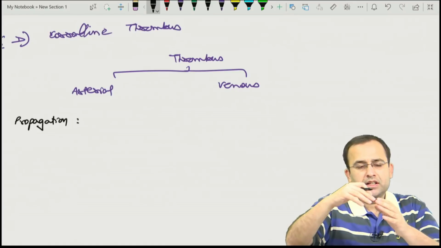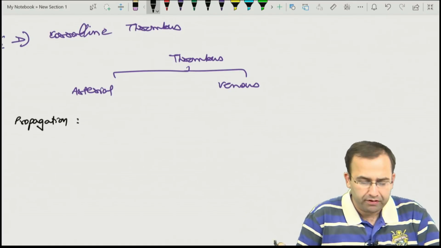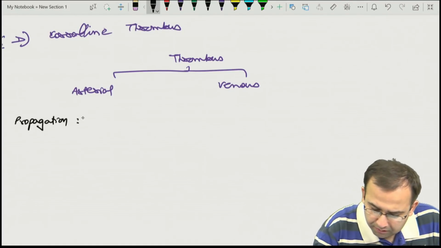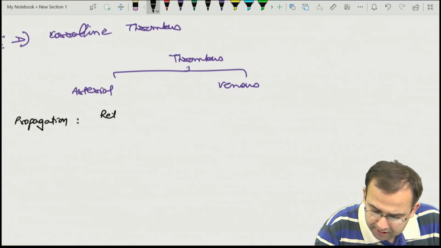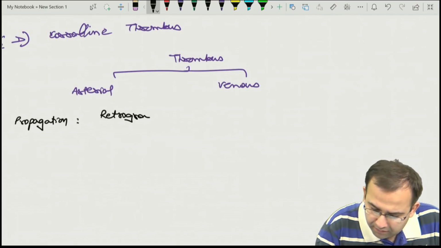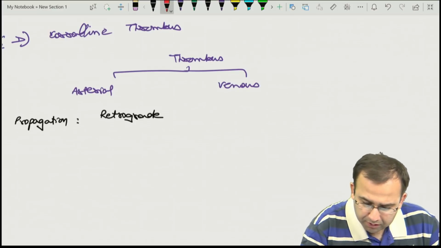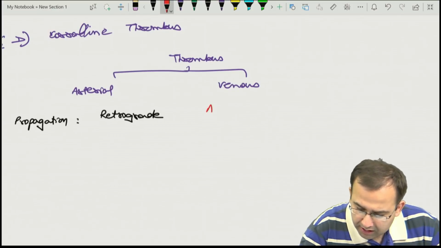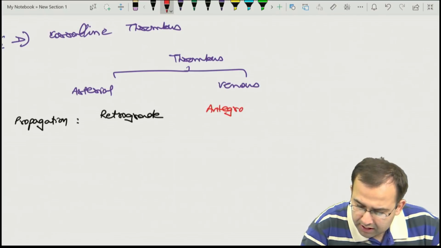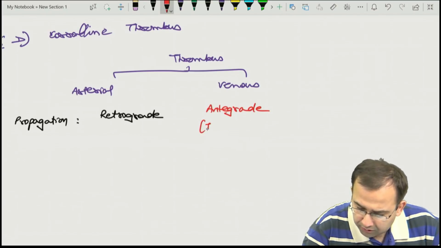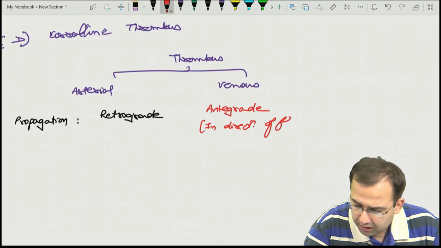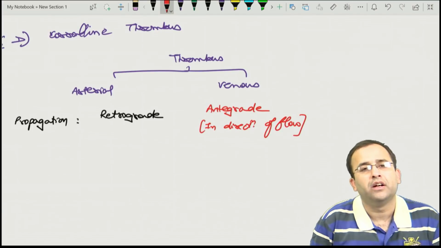Now, arteries come from the heart and go to the peripheral tissues. So in arterial thrombus, the propagation is retrograde, versus venous thrombus, in which it is antegrade. Antegrade is in the direction of the flow of blood.